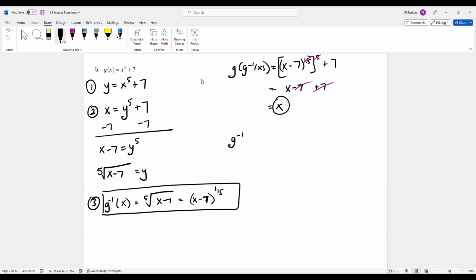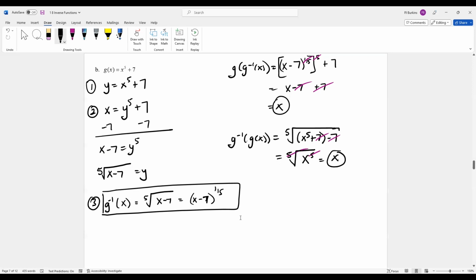Lastly, we need to do g inverse of g. So we're going to do g inverse of g of x. That's going to be plugging in g of x. So that's x to the 5th plus 7 minus 7. So this one's a little easier, I think. Plus 7 minus 7. Then you have the 5th root of x to the 5th. That's just going to be x. Okay, so indeed we found the inverse.